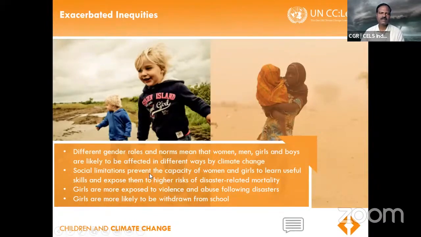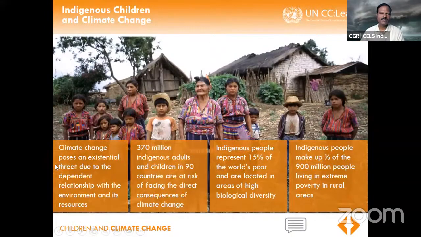So even I have seen girls who are of marriageable age, they could not get married because of a drought. I mean, the parents delayed their marriages. It means they cannot afford the marriages. So one disaster might impact a family for several years. So lives and livelihoods would all be pushed back. So this climate change poses an existential threat due to the dependent relationship with the environment and its resources.